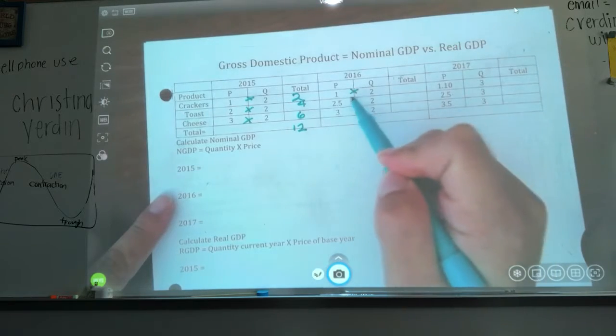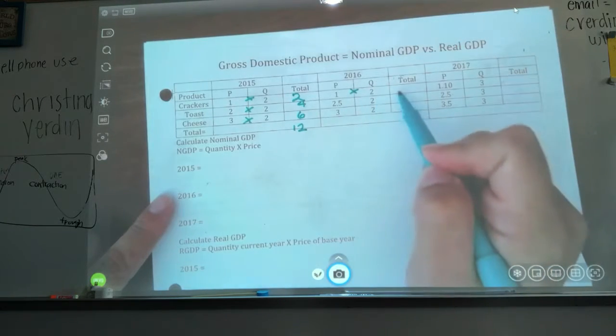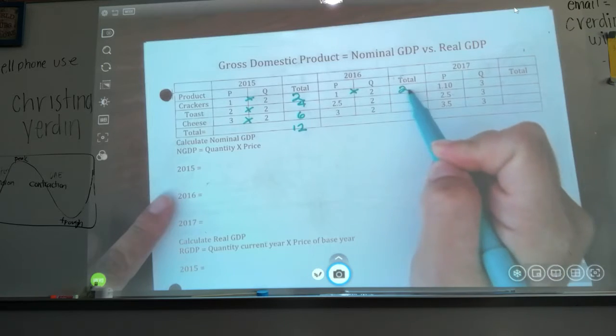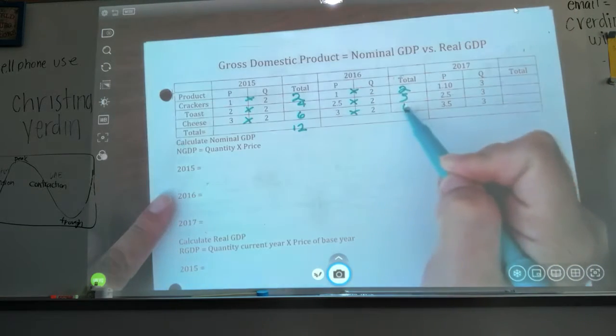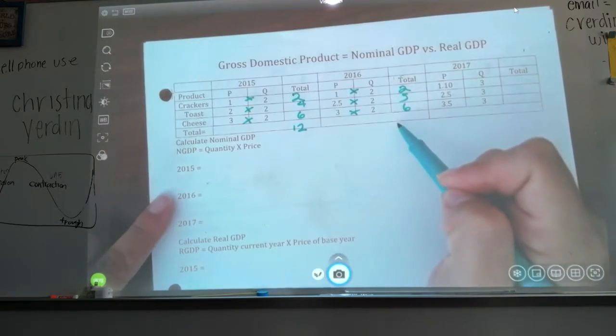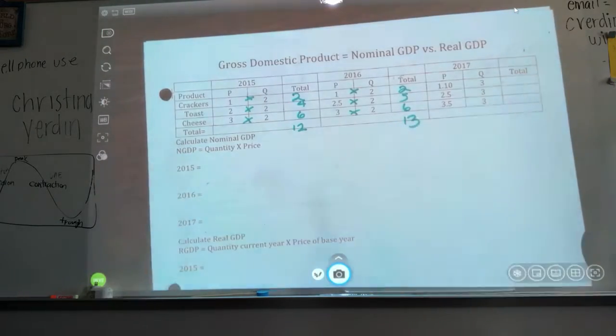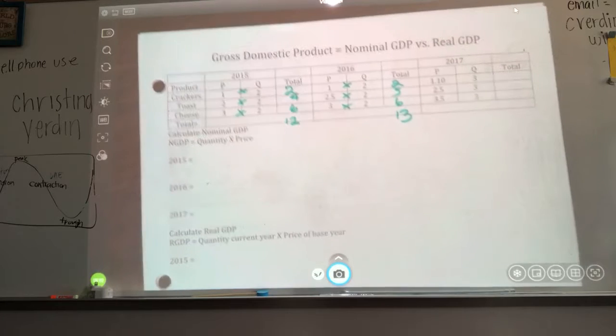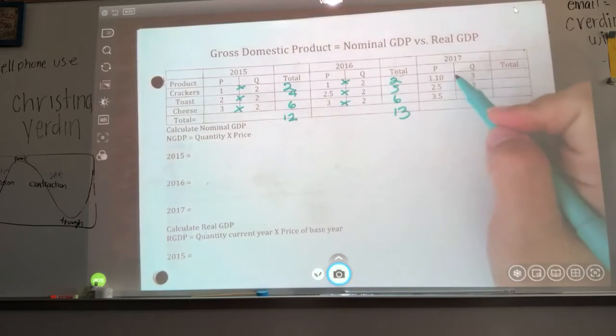All I do for nominal is multiply across, quantity times price. So what's this first one? Two. What's the next one? Five. What's the next one? Six. When I total this up, what does it give me? 13. Okay, again, let's do the nominal for 2017.